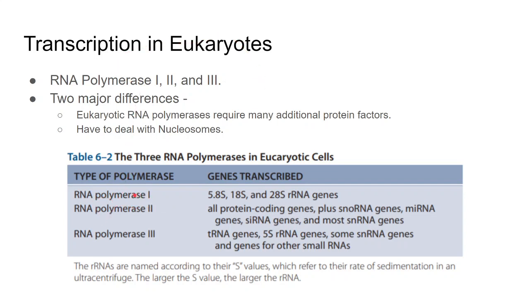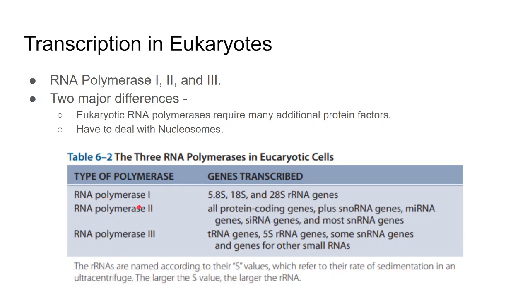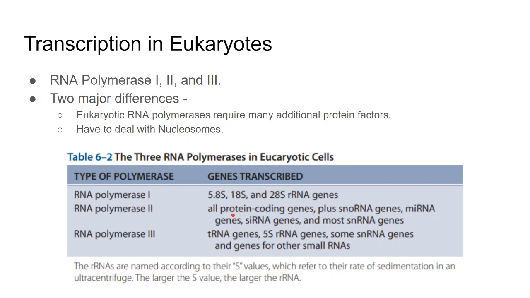So RNA polymerase 1 transcribes the 5.8S, 18S, and 28S rRNA genes. rRNA is ribosomal RNA. RNA polymerase 1 is essential for the transcription of ribosomal RNA. RNA polymerase 2 is the most important polymerase that we'll talk about because it is important for all protein coding genes. So we're talking about transcription right now in the sense of protein products.